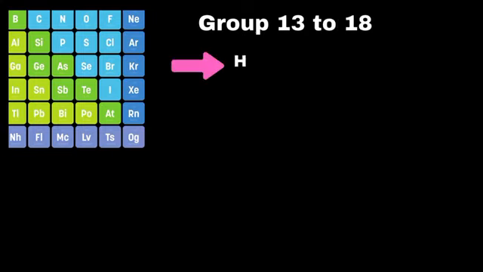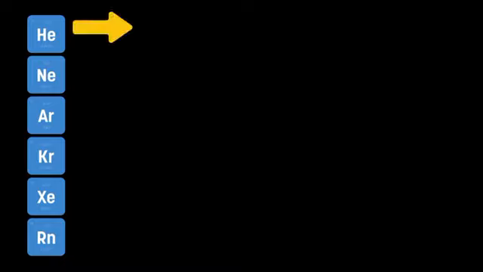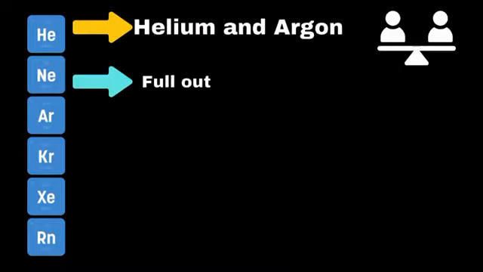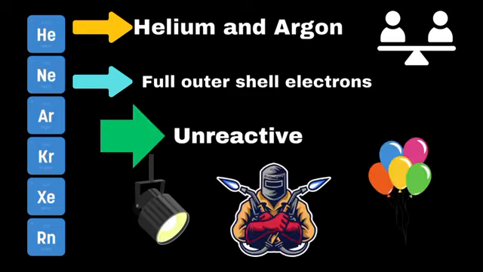Key subgroups include the halogens and noble gases. Halogens like chlorine and iodine are highly reactive nonmetals that readily form salts when they react with metals. Noble gases, such as helium and argon, are known for their stability because they have a full outer shell of electrons. These gases are unreactive under normal conditions and find use in lighting, welding, and even in balloons.